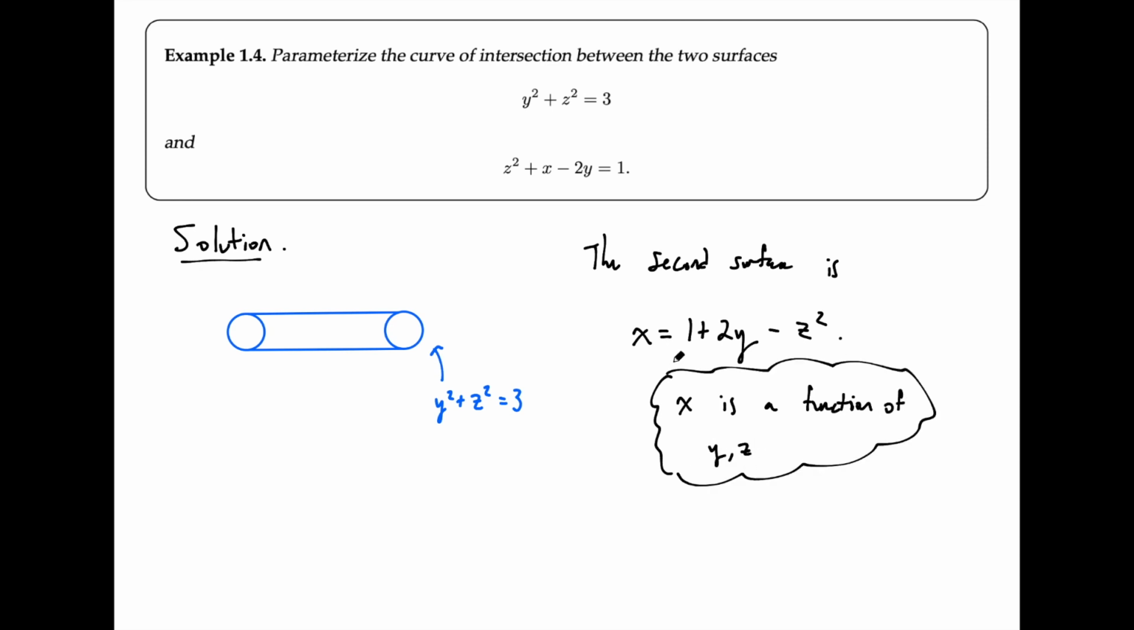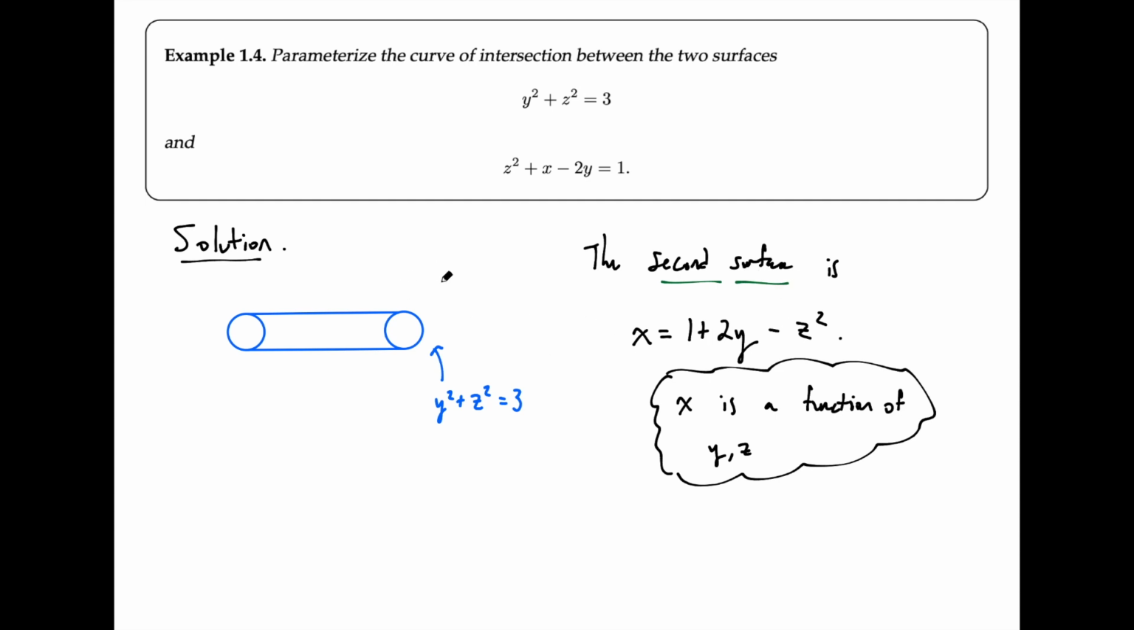The reason this is important is that we're going to use the blue surface to figure out what we want to call y and z. After we do that, we won't have a choice. X will be determined for us. Once we pick functions to describe y and z, x is going to have to be 1 plus 2y minus z squared. So let me just try to draw a heuristic picture of this second surface.